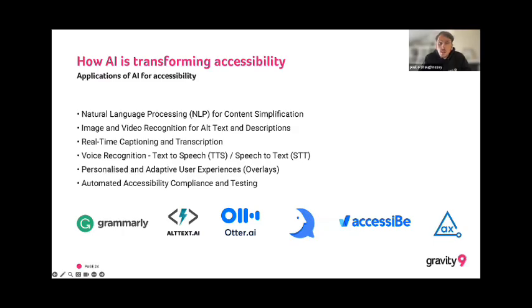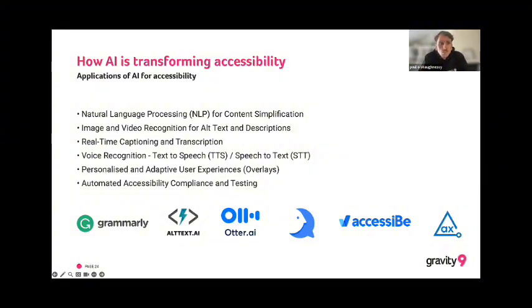Next up, we have real-time captioning and transcription. AI-driven captioning tools have become highly accurate over the last year or two, providing real-time transcription for videos and live streams. This is a major advancement for users with hearing impairments, enabling immediate access to auditory content and improving overall engagement. Otter AI is a very powerful transcription tool that I've used before for some interviews I've done with people, to transcribe them quite quickly. It's quite good.